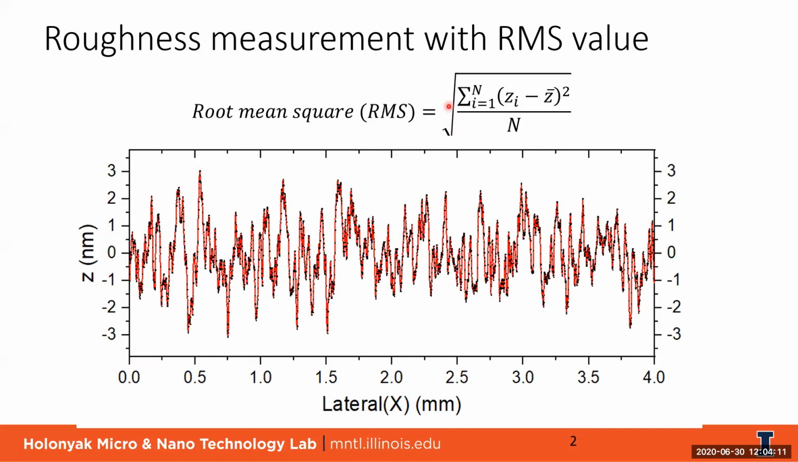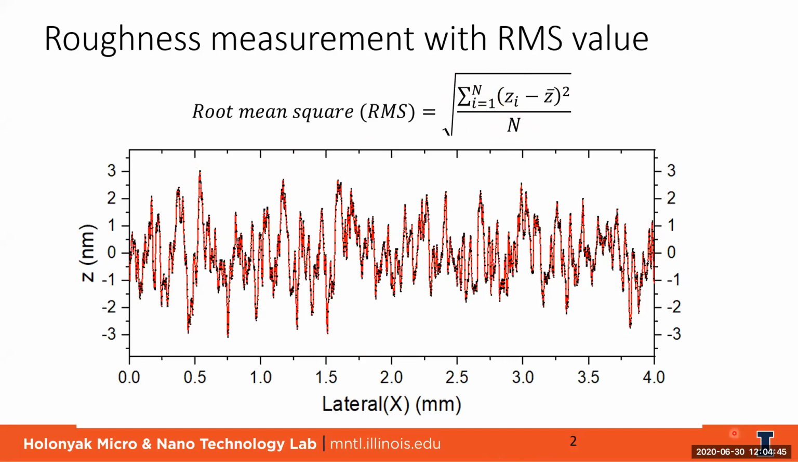So the root mean square value, just to remind you, we first find the mean or the average. So Z bar is the average. In this case, we shift it such that the average is at 0. And then the root mean square value is just subtract each data point from the mean, take the square, sum all the data points, and then divide by the number of data points and take the square root. So this is pretty straightforward, the root mean square value to characterize the surface roughness.